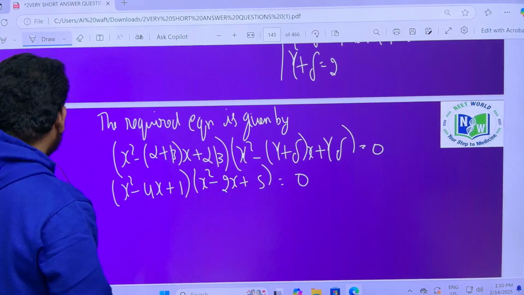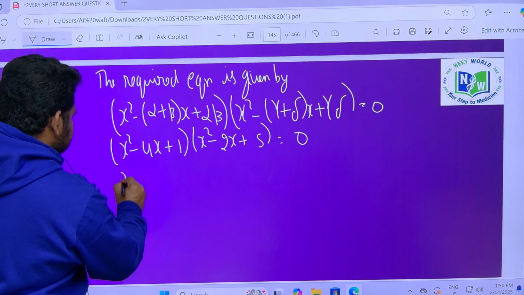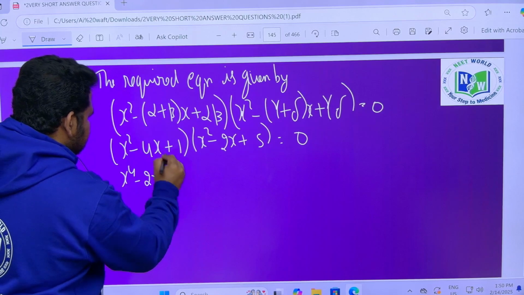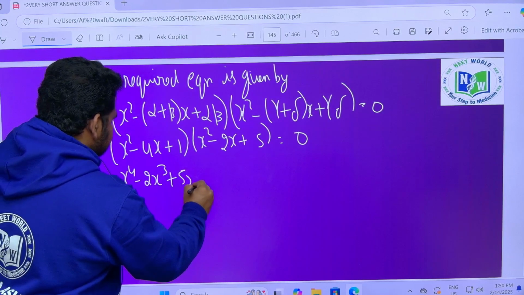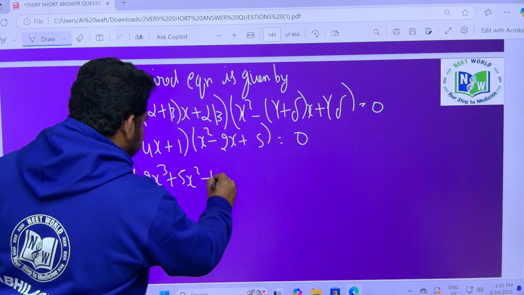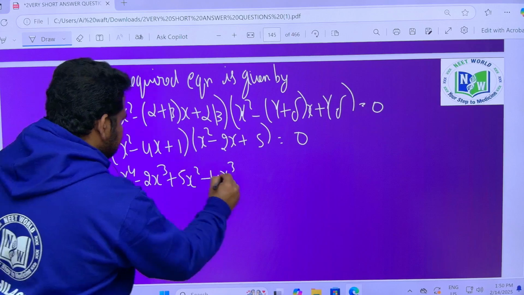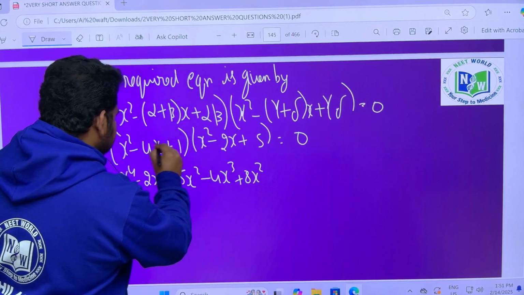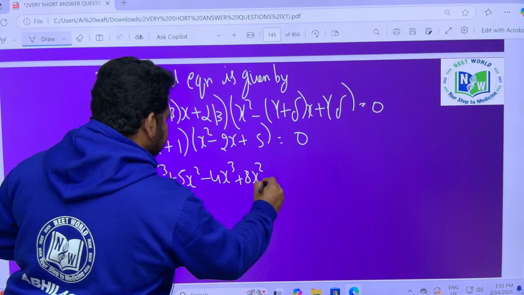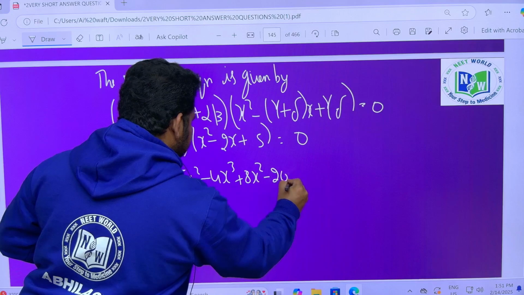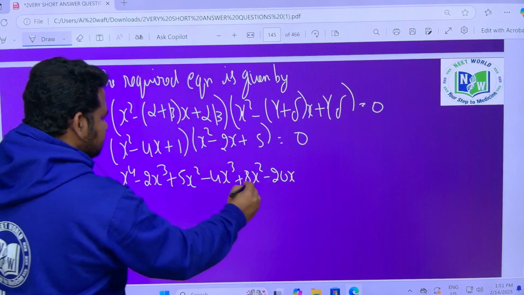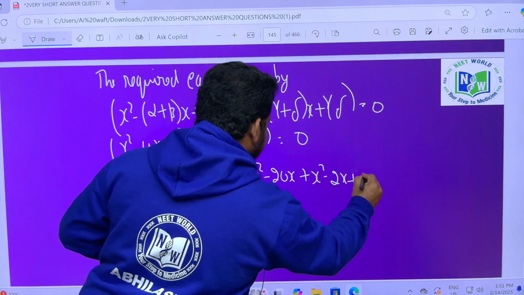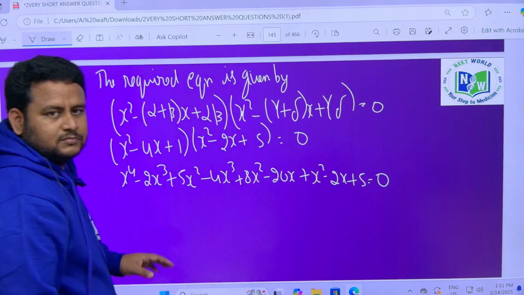Let us multiply this. x square into x square is x to the power of 4, minus 2x cube, plus 5x square, this is minus 4x cube, plus 8x square, minus 20x, plus 1 into x square minus 2x plus 5, is equal to 0. This is what we got, friends.